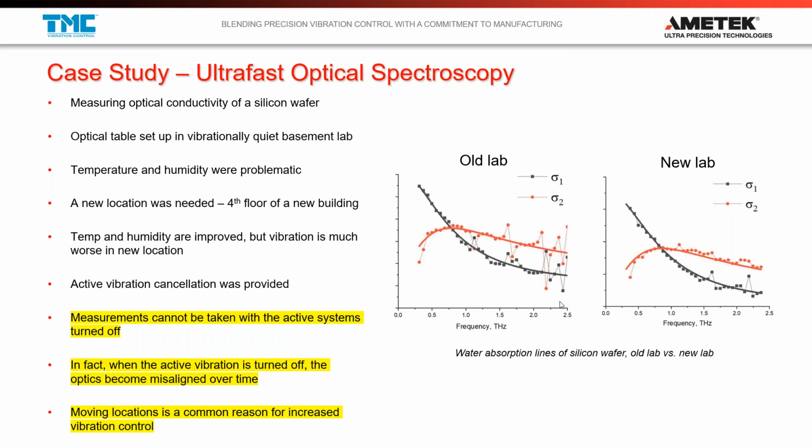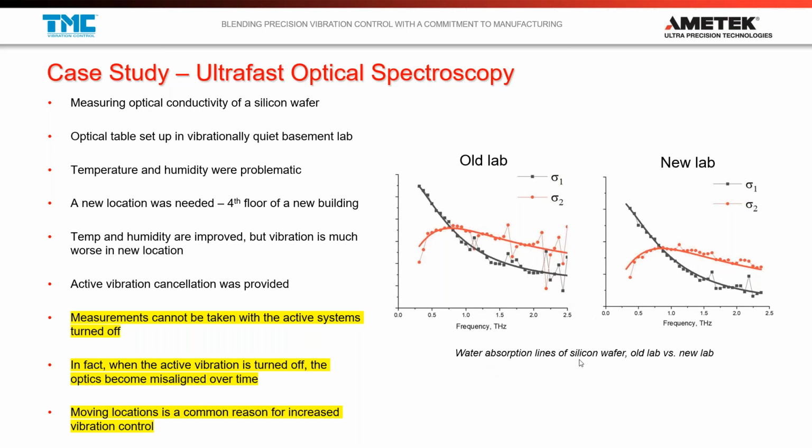And so the problem with the new lab was, while they had really great temperature and humidity control, they had a real bad vibration problem. So they traded temperature and humidity problems for vibration problems. The good news is that the vibration problems are solvable. And what we did there was we took a measure. I'll talk about that on the next slide.